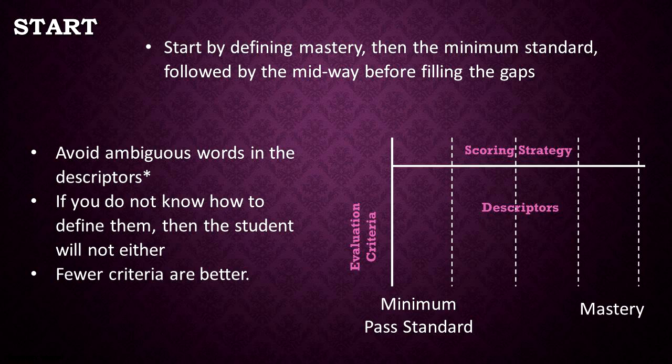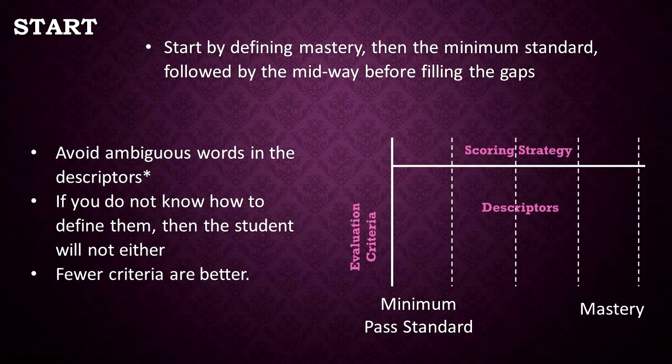You don't have to write large amounts of text. The language itself can be a bit of a barrier if you're not careful. Certainly avoid ambiguous words in the descriptors. So what's an ambiguous word? An example would be a word like very good or excellent. What's the difference between very good and excellent referencing, or fair and good critique? These are ambiguous words, and these should not be included in the descriptors. You'll notice there's a little star there.